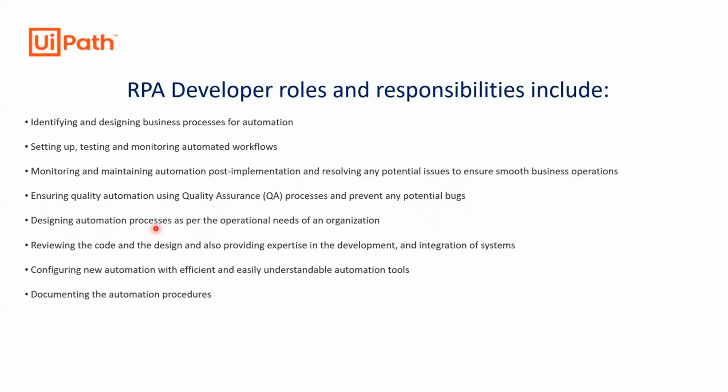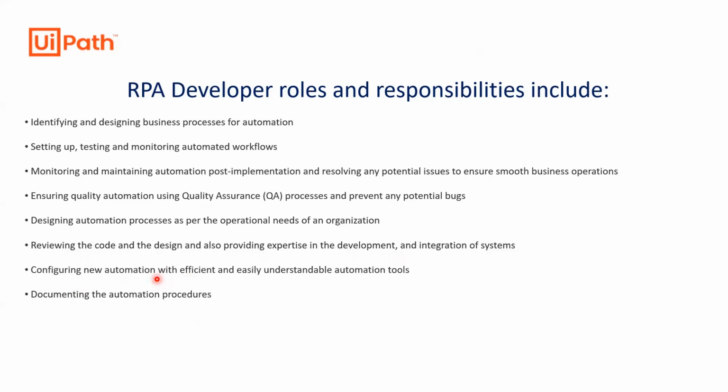Designing the automation process as per the organization's need. Reviewing the code, your code should be proper. You should know what the coding best practices are, and you should always follow them. You should always save your code. You should have knowledge of integration and everything, right? Reviewing the code, design expertise, everything.